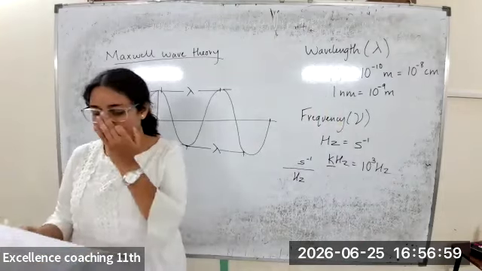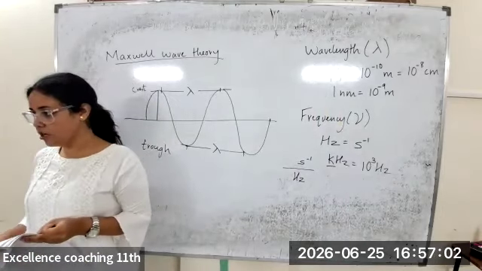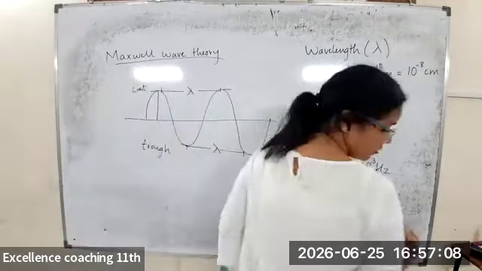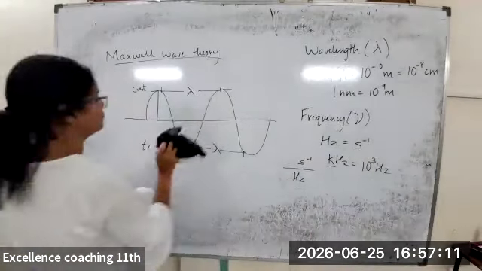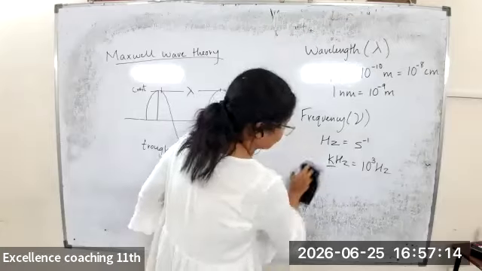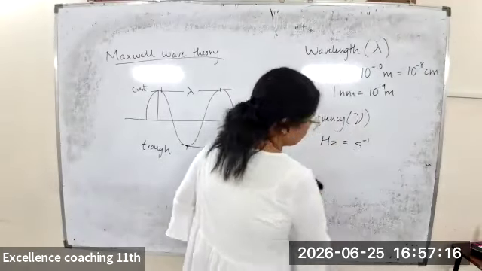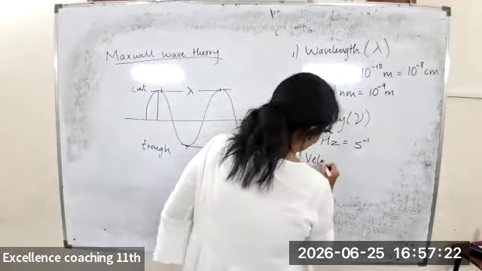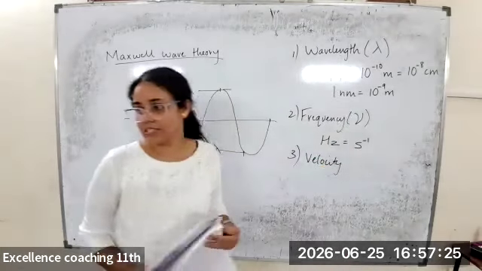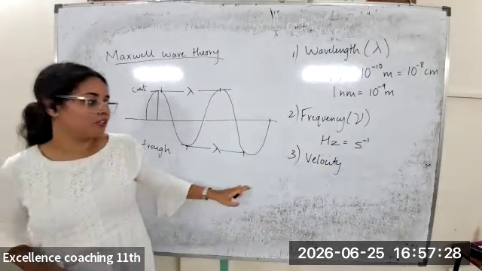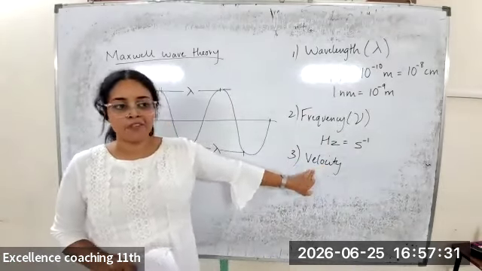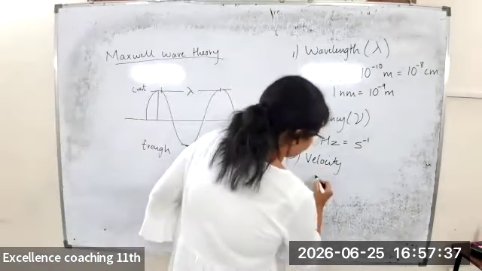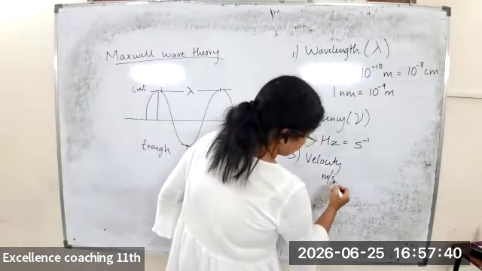Then the third one is speed, like the velocity. What do you all understand by the term velocity? Heard about this term? Third one is velocity, which is nothing but the speed of light. When we speak about velocity, the speed of light in most cases will be the same. We write this in terms of meters per second.